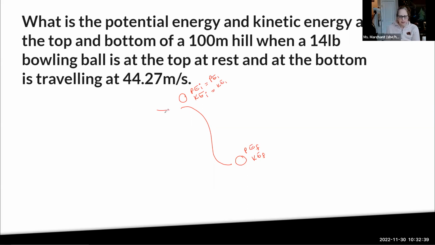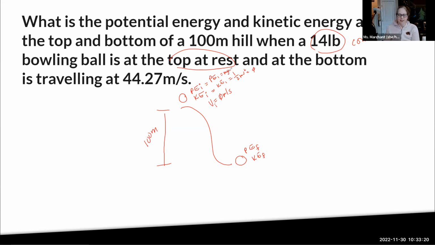Okay. The hill is 100 meters tall. There's a 14-pound bowling ball. Do we use pounds? No, we don't use pounds. So make sure you convert that to kilograms, which is what we use mainly in physics. At the top of the hill, it's at rest. The velocity at the initial is 0 meters per second. So when we look at our formulas, that means our kinetic energy is 0. It's not moving. But our potential energy is mass times gravity times height. Mass is this converted to kilograms, times gravity, either 10 or 9.8.